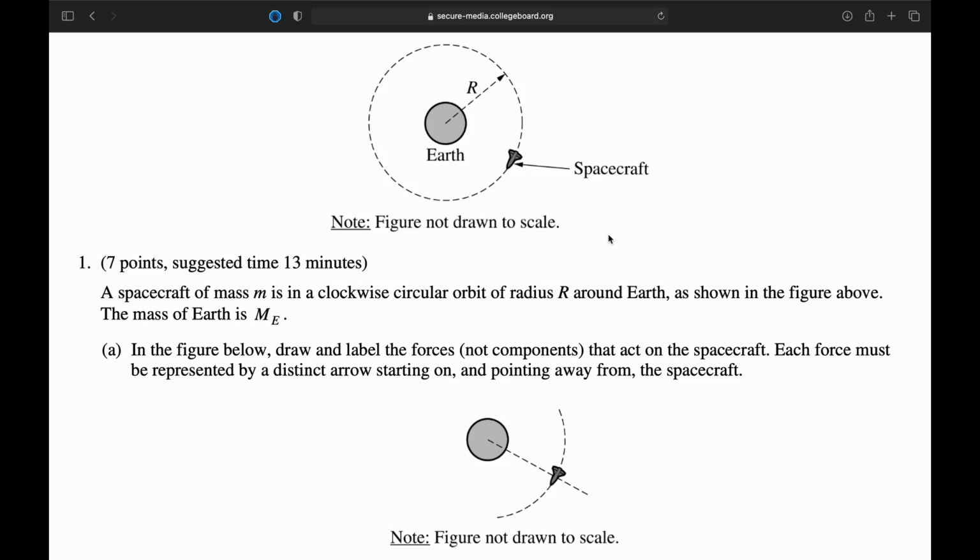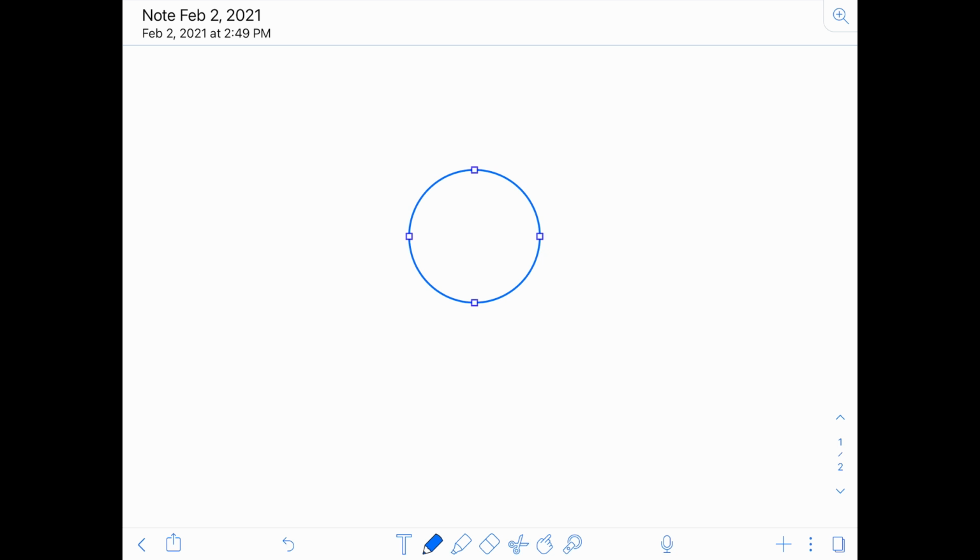So in this particular uniform circular motion problem, we have a spacecraft right here with a mass of m that's in a clockwise circular orbit with a radius here around the Earth, which has a mass of M_E. And so for the first part, we are tasked with labeling the forces that are acting on the spacecraft. After switching to my drawing board, I will start by recreating the diagram by drawing the Earth, the orbiting spacecraft, the orbit that the spacecraft is in, and a line connecting the spacecraft to the Earth.